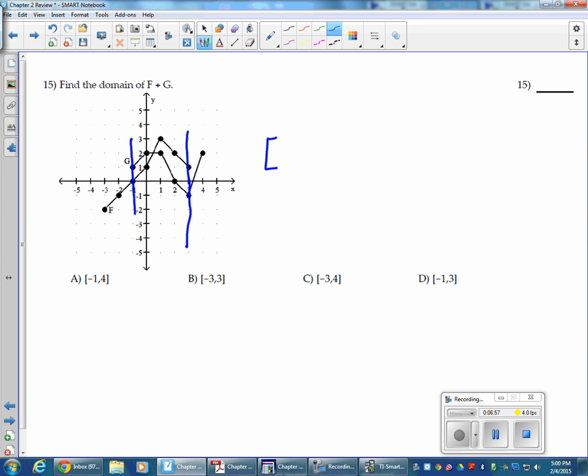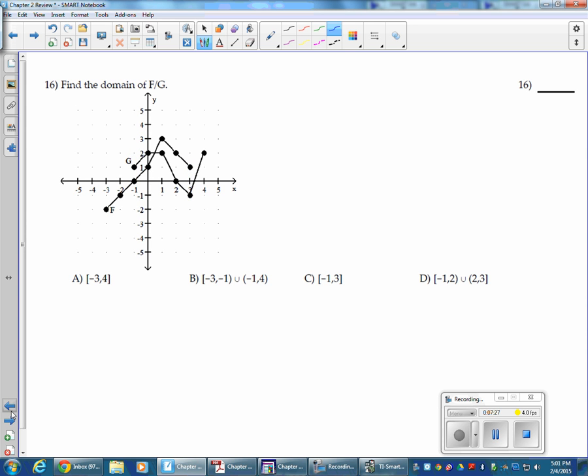So my domain for f plus g is negative 1 to 3. I can add 0 plus 1 and get an answer. I can add 1 plus 2 and get an answer. I can add 2 plus 3 and get an answer. I can add 0 plus 2 and get an answer. And I can add negative 1 plus 1 to get an answer. But out here, I can't get an answer. There's nothing to add to 4. And same thing here. There will be nothing to add with negative 1 and nothing to add with negative 2.